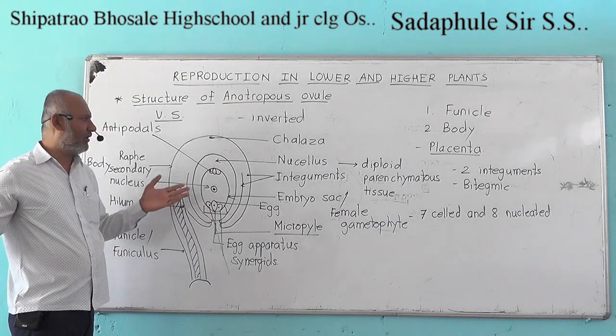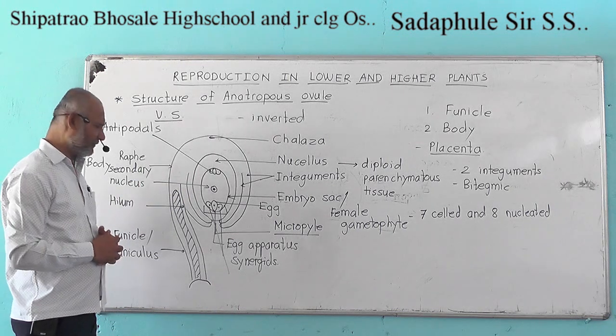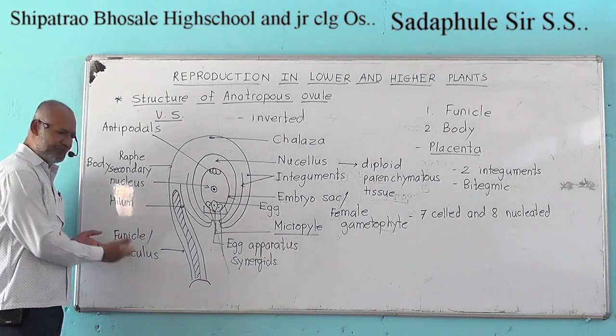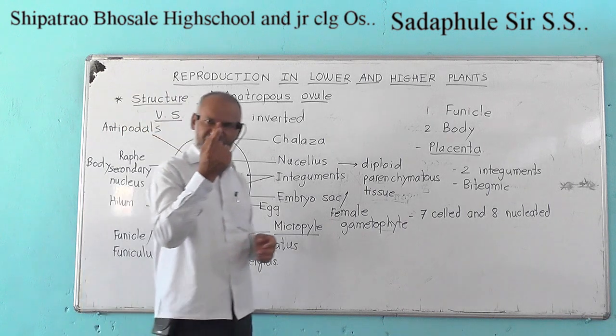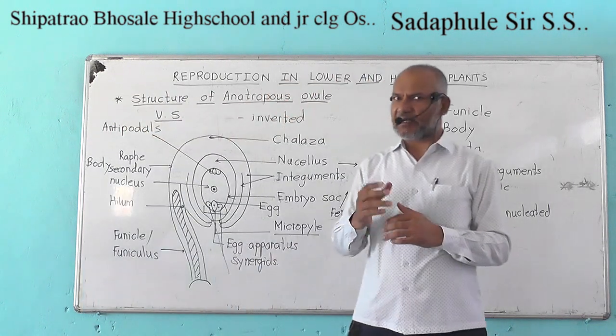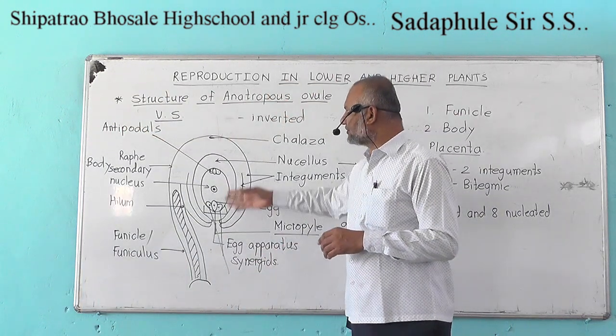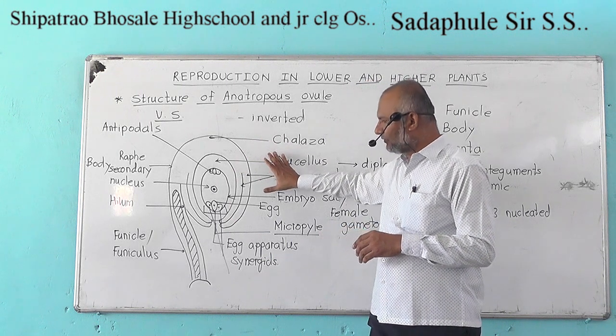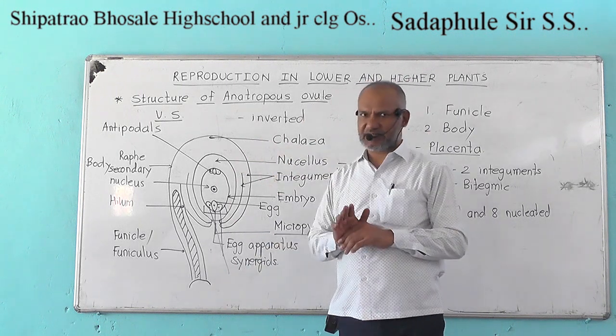Now the functions of these parts. This funicle or funiculus acts as the stalk of the ovule and provides nourishment to the body of the ovule from the placenta.